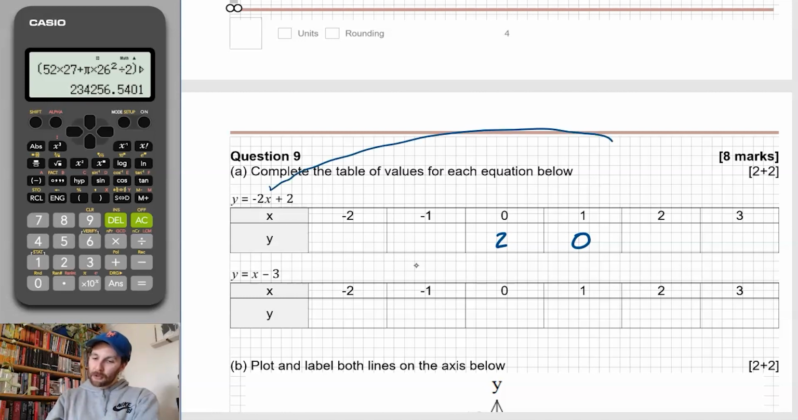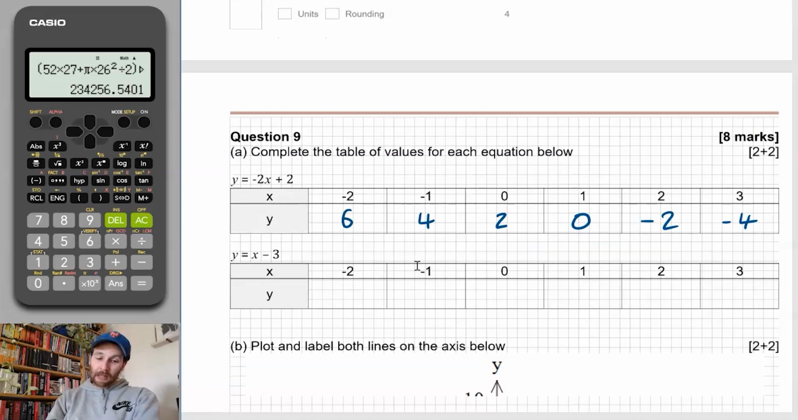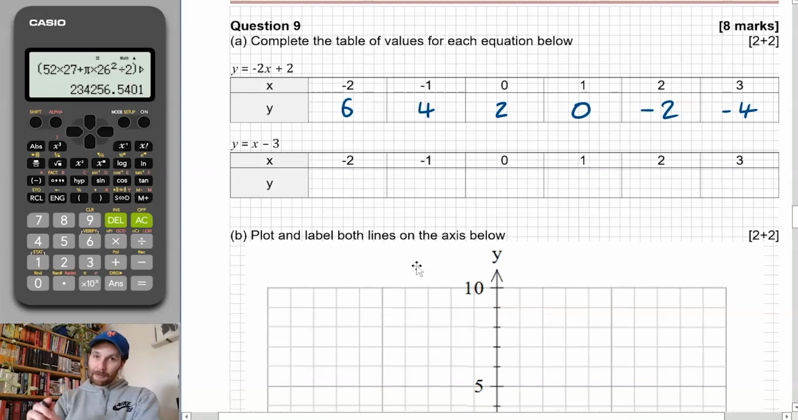So negative 2 times 2 is negative 4. Add on 2 to that is going to give you negative 2. Now see that we're decreasing by 2 as we go left to right. So now I'm just going to add in whatever values I've got missing. It means it's going to increase by 2 if we go in the other direction. So let's go 4 and 6. Wonderful. Next one. We'll do the same thing that we did last time.